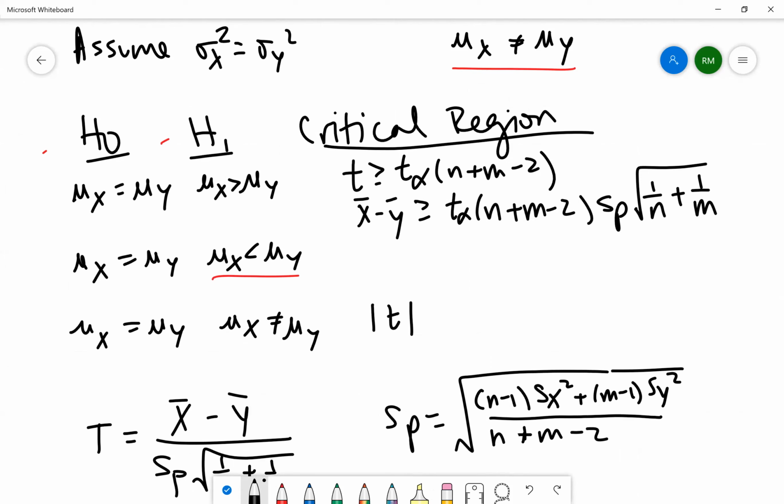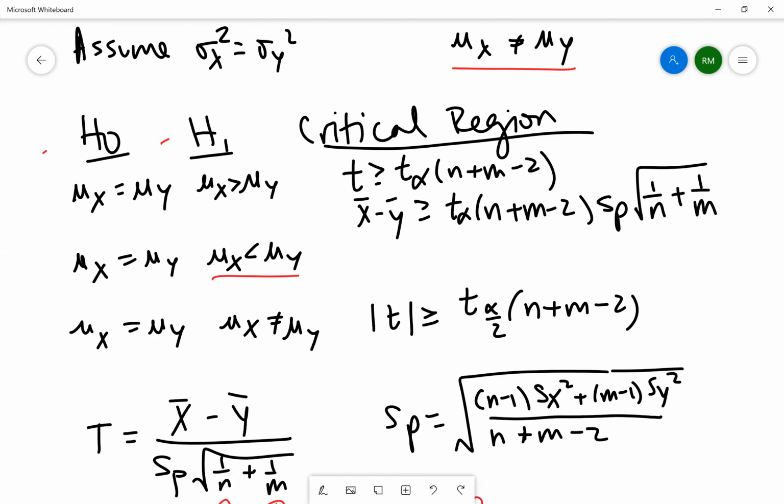Here we want the absolute value of t to be bigger than or equal to T alpha over 2 with n plus m minus 2 degrees of freedom. And I'll let you do the rest of it. So these are our critical regions.